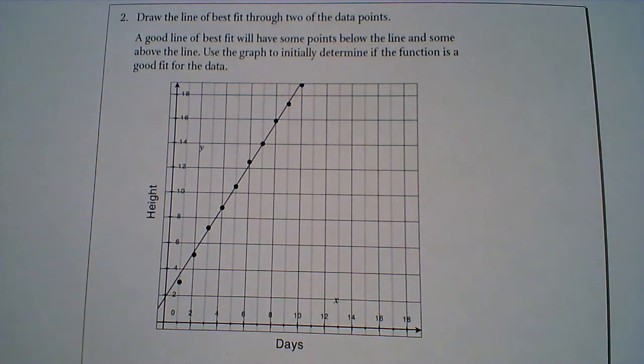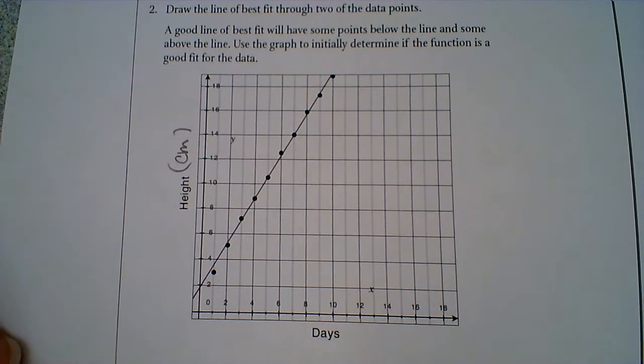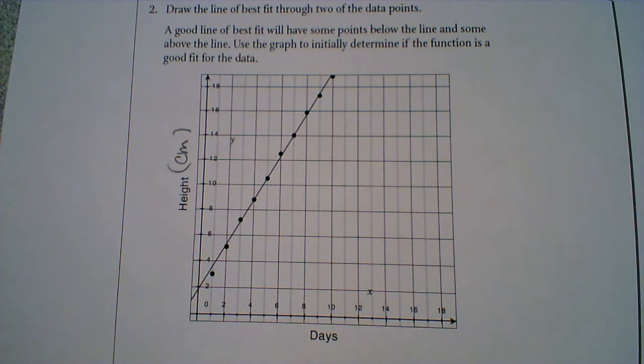Now don't forget to label your axes, which is currently not done on your example. So our x values are the days. Our y value is the height, and it doesn't say that, but we should write in centimeters. So your graph will look something like this.